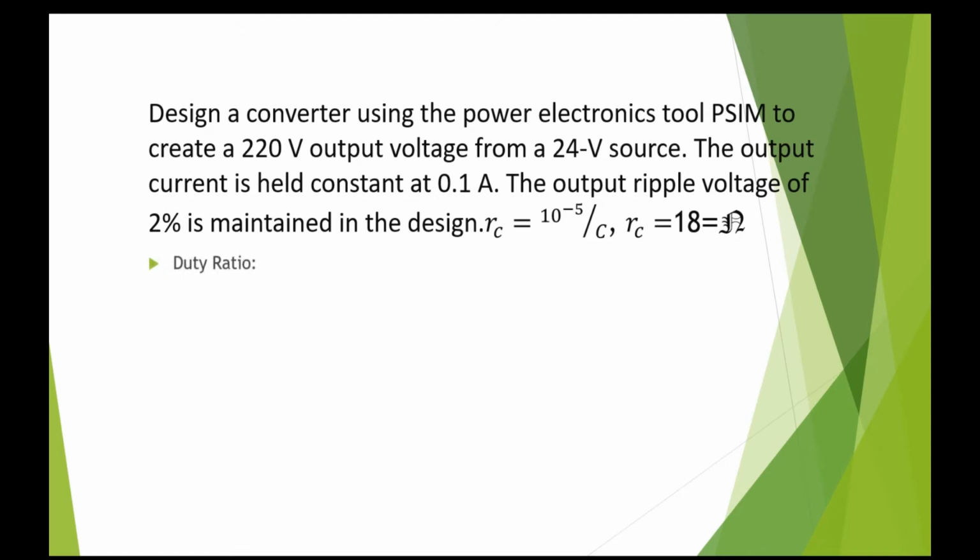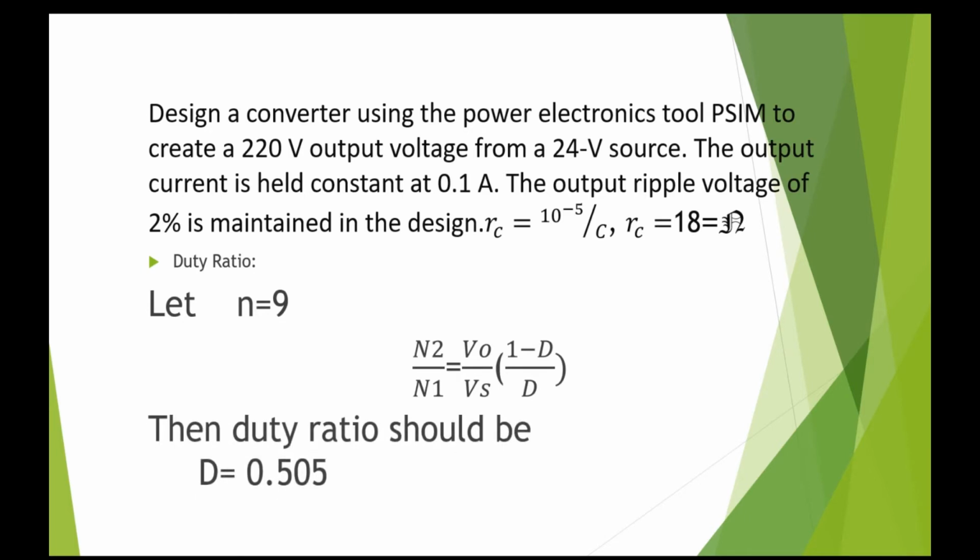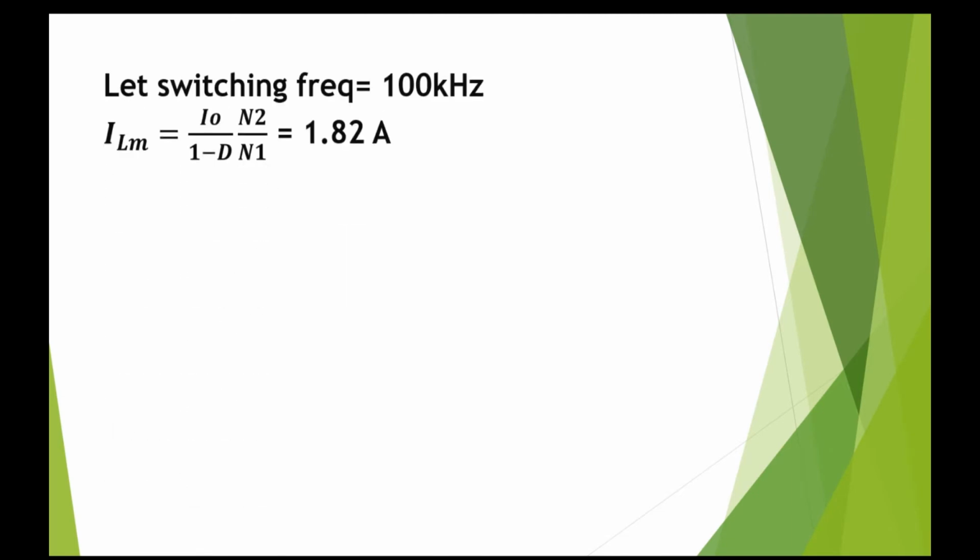First of all, let's calculate the duty ratio. For the flyback converter, I suppose that the turns ratio should equal 9. I said that N equals N2 divided by N1, and I make it 9. And V0 I have is 220 volt. Vs, or V input, is 24 volt. The duty ratio is to be found from this equation. Let's solve this. You will get a duty ratio of 0.505, or 50.5%.